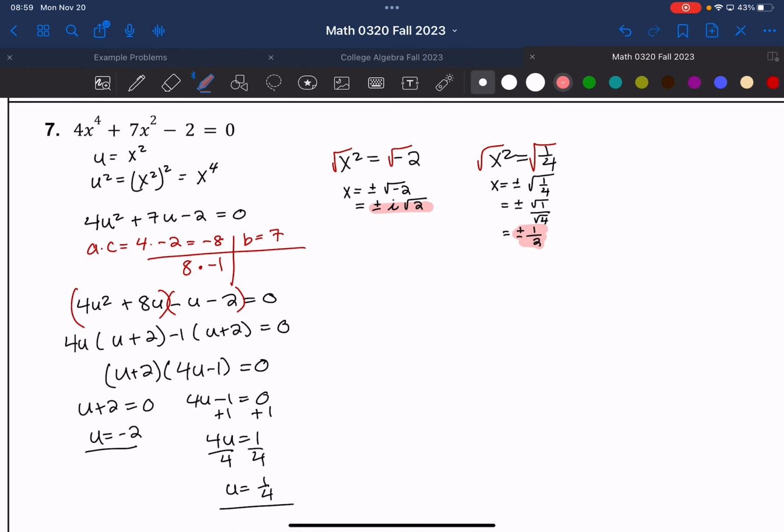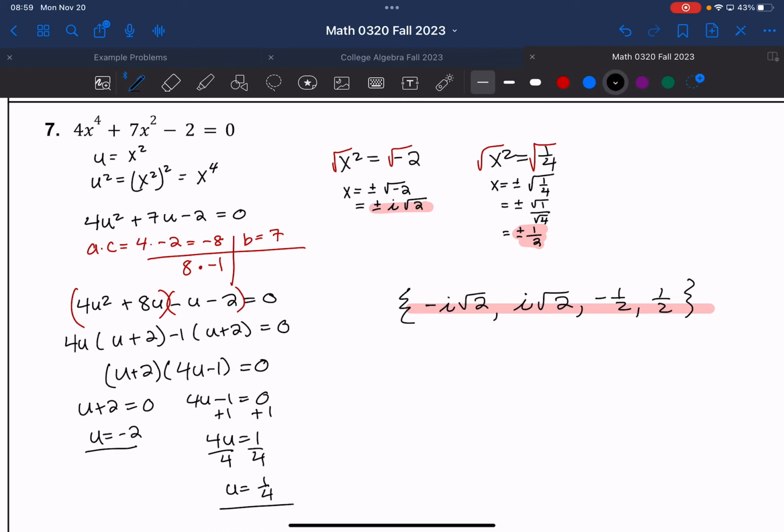I'm fine with you leaving the plus and minus there as the answers, or I'm also fine with you doing this. Okay, negative i square root of 2, positive i square root of 2, negative 1/2, positive 1/2. This is also a correct way to write the answer. Just know on the test, if you forget this plus and minus, you're going to be marked off points because that's telling me you only have 2 answers. That plus or minus indicates 4 answers. So it's very important, that plus or minus, if you're going to leave it in that format.